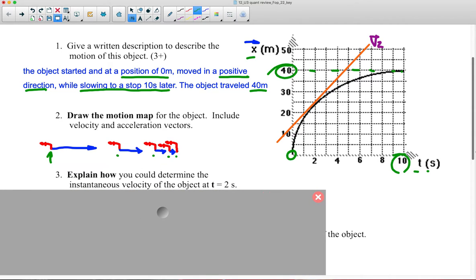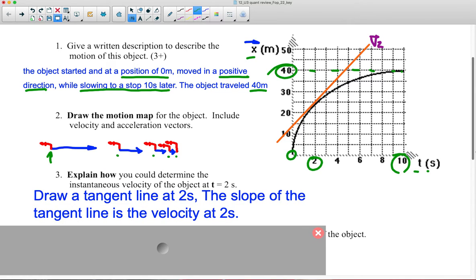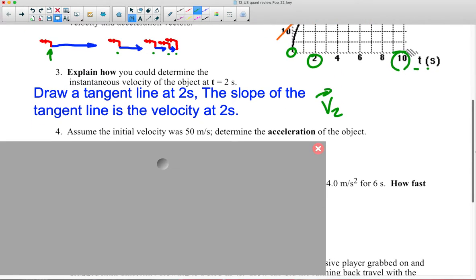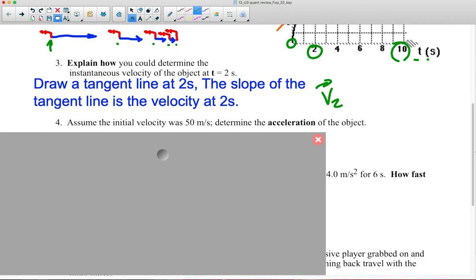Explain how you can determine the instantaneous velocity at 2 seconds. We did this using slopes of tangent lines. I've used this orange tangent line at 2 seconds here. If we were to calculate the slope of the tangent line at 2 seconds, that would give us the instantaneous velocity at 2 seconds. Assume the initial velocity was 50 meters per second to determine the acceleration of the object.